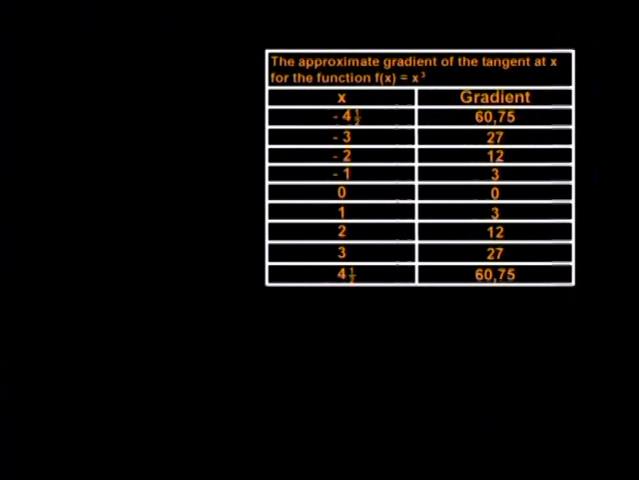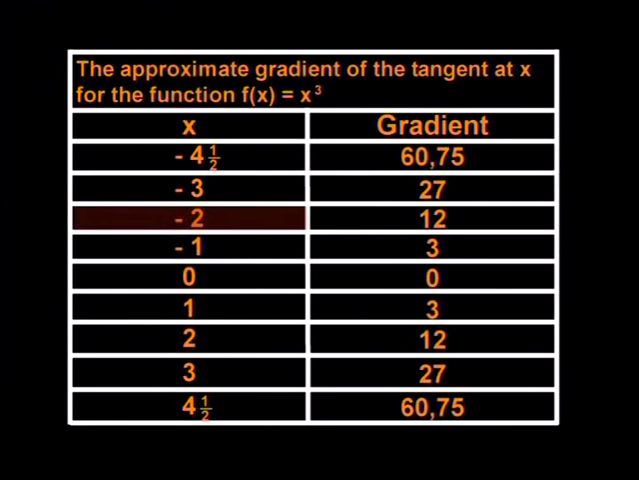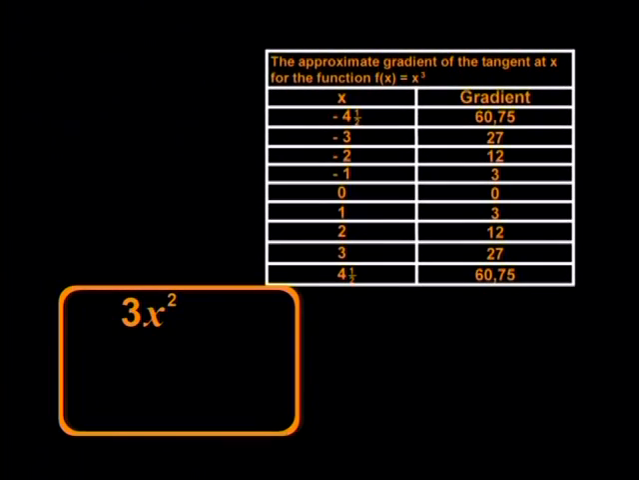And your formula says that it should be 3 times x squared. Well, 2 squared is 4, and 3 times 4 is 12. So that is the same as what I found. Please check, say, -2. Okay, I found that when x is -2, then the approximate gradient will also be 12. And your formula says that it should be 3 times x squared. Well, -2 squared is 4, and 3 times 4 is 12. So that is the same as I found. Pretty impressive. Yes, it is.